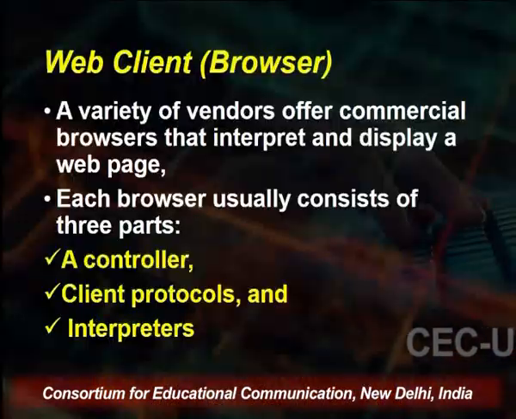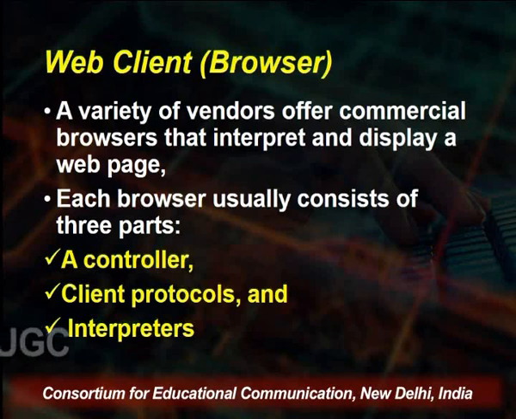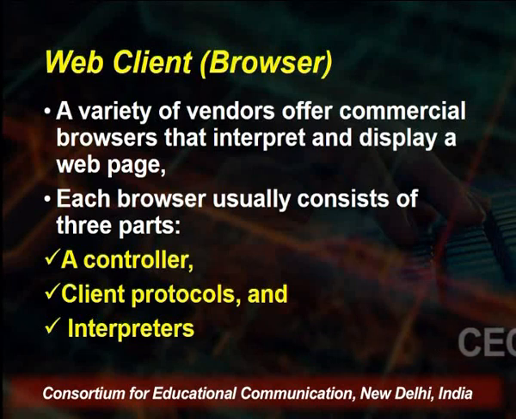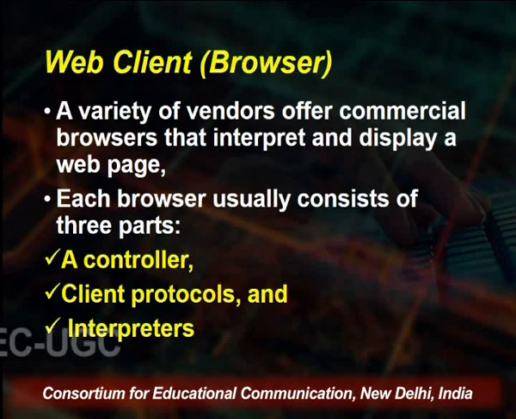So if we look at the web client, now what is a client? Basically a client, or a web client or a browser, is an application program through which the users can access the World Wide Web. There are a variety of vendors which offer commercial browsers, and these browsers can interpret and display a web page. A browser usually consists of three parts: a controller, the client protocols, and interpreters. Each of these parts has its specific role to play.